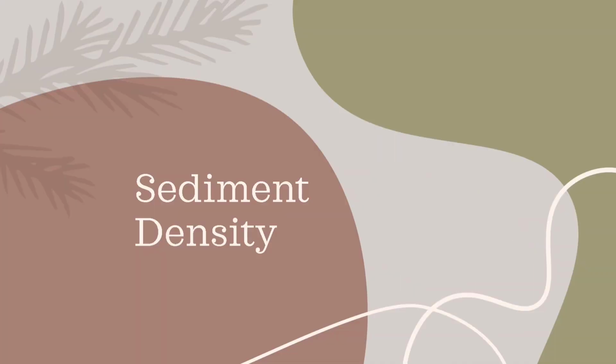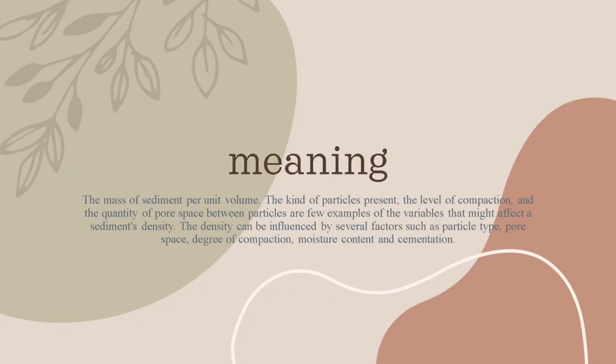Next is sediment density. Sediment density is the mass of sediment per unit volume. The kind of particle present, the level of compaction, and the quantity of pore space between particles are a few examples of the variables that might affect sediment density. The density can be influenced by several factors such as particle type, pore space, degree of compaction, moisture content, and cementation.